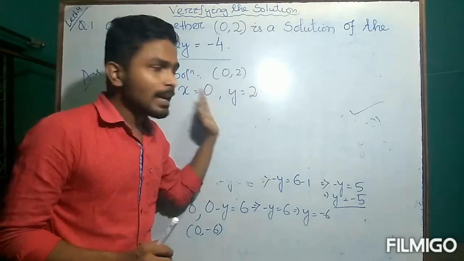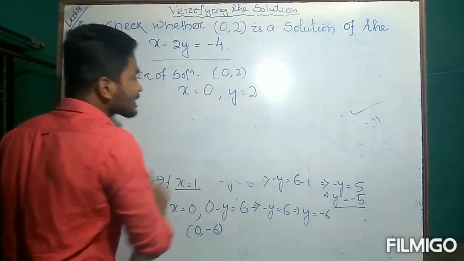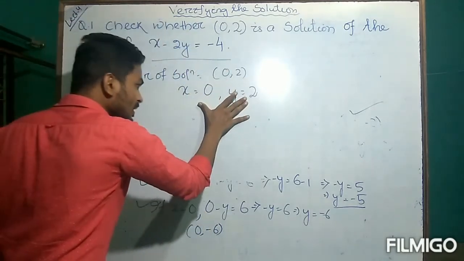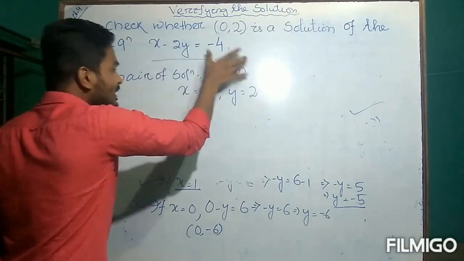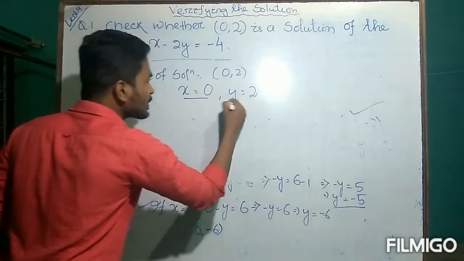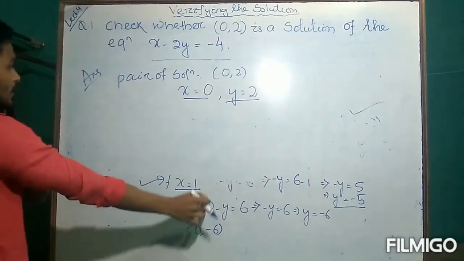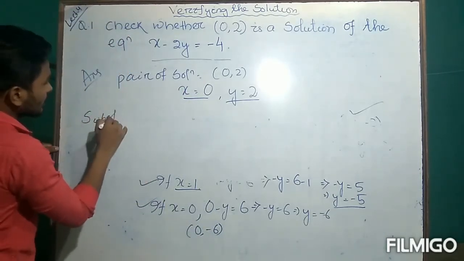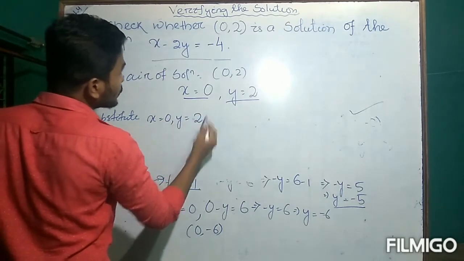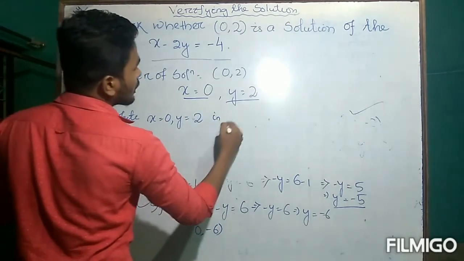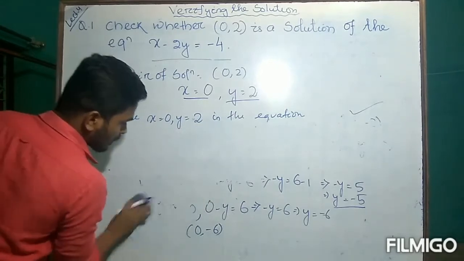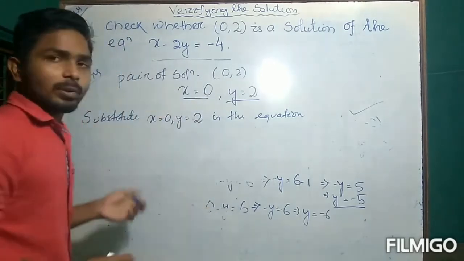For this you have to simply substitute the value of x and y in this equation, and we will verify whether by substituting these two variables LHS is equal to RHS or not equal to RHS. So you only have to substitute these two values in the equation. Clear? So let's substitute x is equal to 0, y is equal to 2 in the equation. Understood? So verification means you have to find whether LHS is equal to RHS or not.